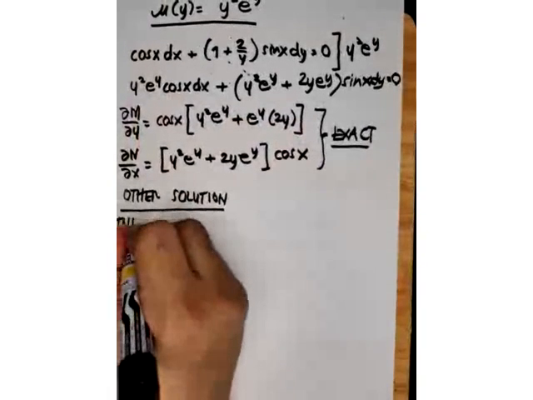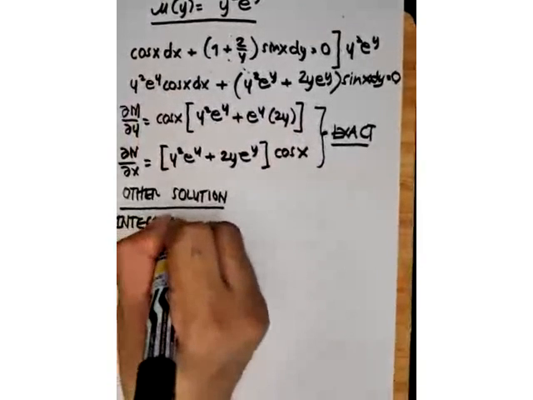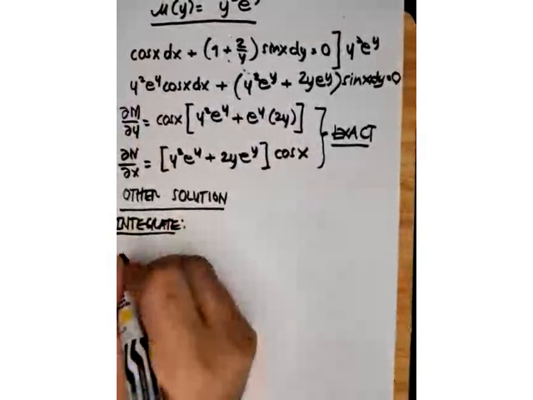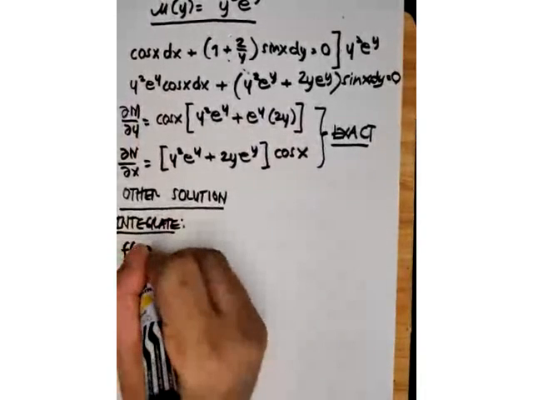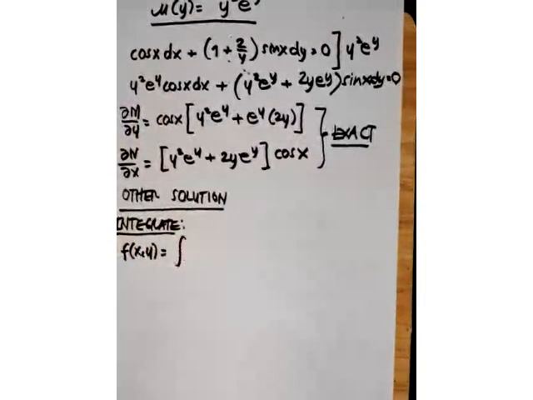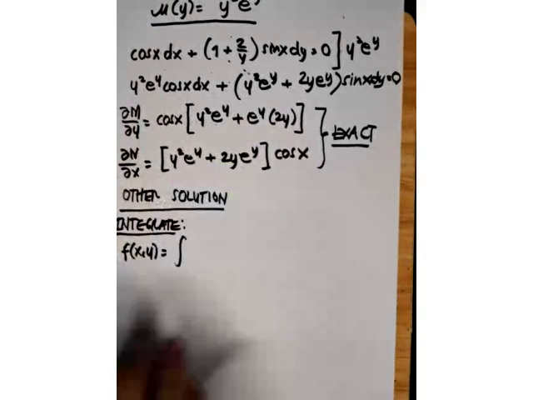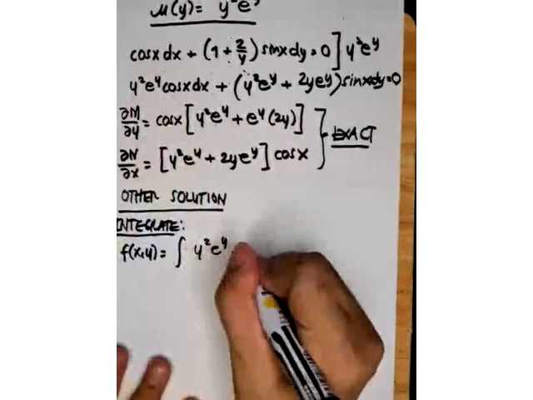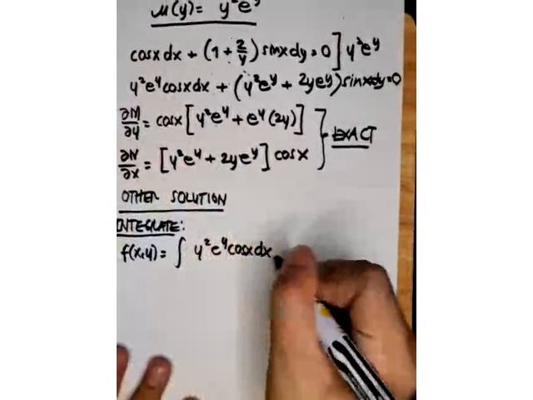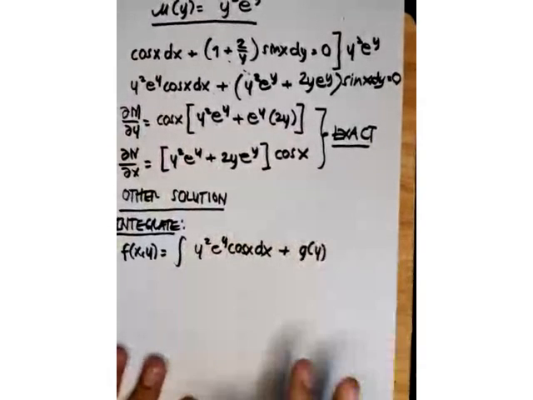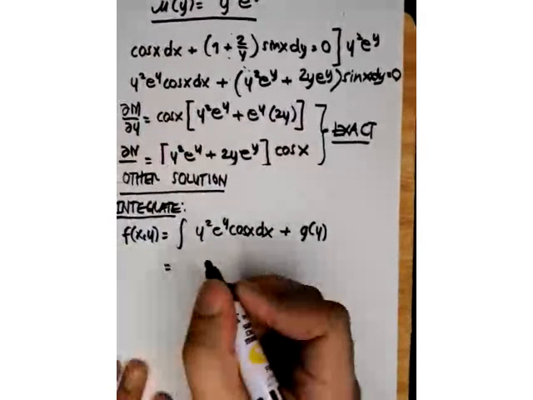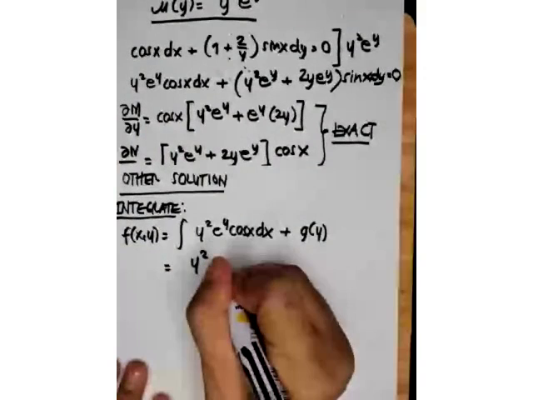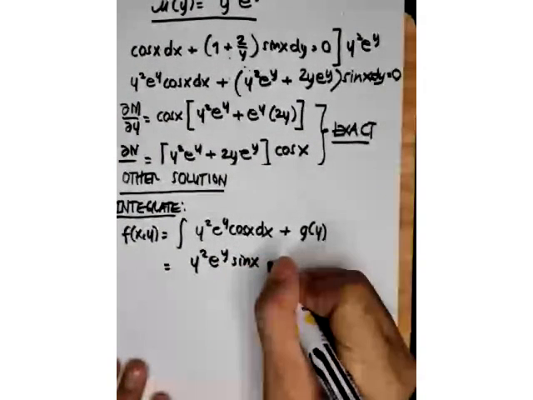Now you select which one should we integrate, M or N? Siyempre ako sa M ako, di ba? Madali yan i-integrate. Tama ba? Madali yan i-integrate. So, y squared, e raised to y, cosine x dx plus g of y. So, integrate natin. So, ang integral niya is y squared, e raised to y, sine x plus g of y.